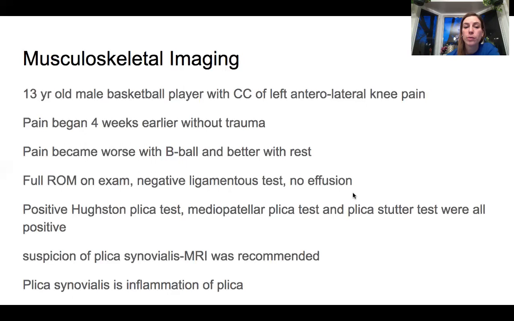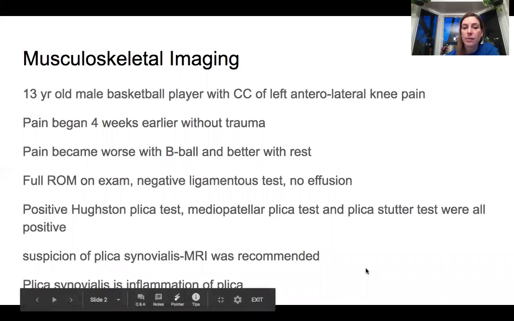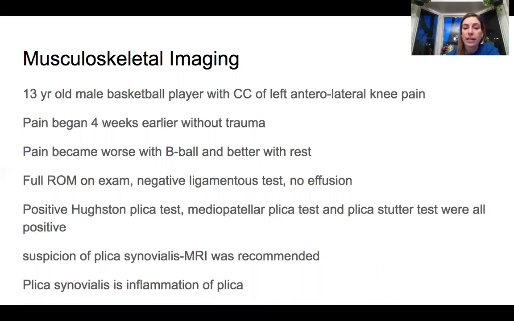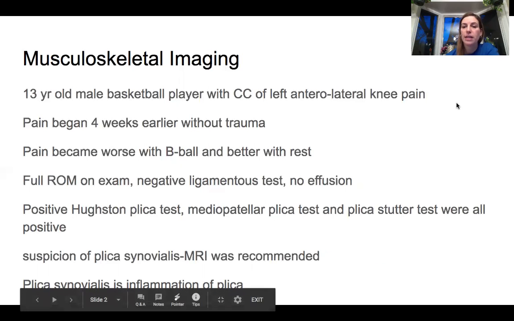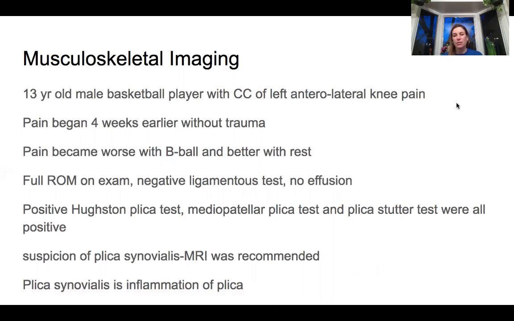He has full range of motion on exam, negative ligamentous tests, tendon tests, no effusion. The Hughston plica test, medial patellar plica test, and plica stutter tests were all positive. So those are really all special tests that help to catch a plica. The key clinical findings would be pinching, grinding, or a pop. There was suspicion of plica synovialis, and because of that suspicion, an MRI was recommended.